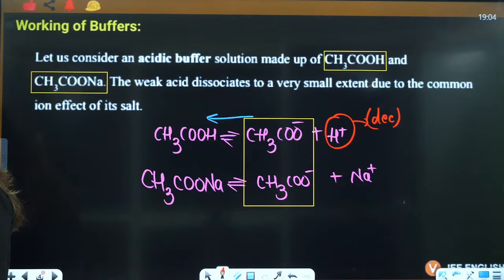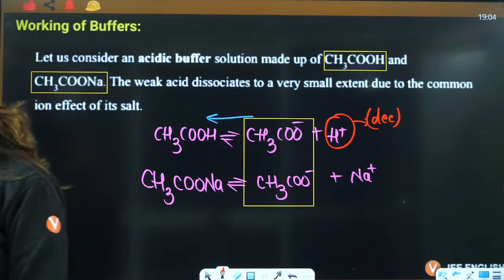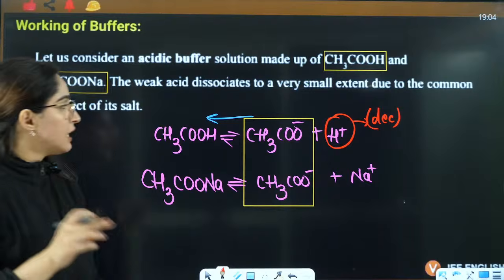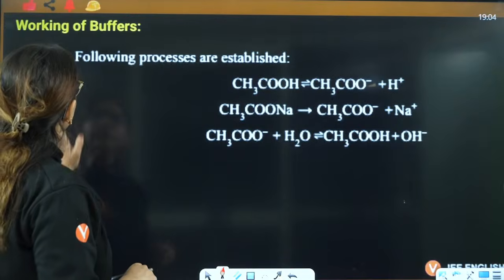Is that clear? Okay, tell me. Very good, Shiva, very good. Yes. Understood now what I am telling you?